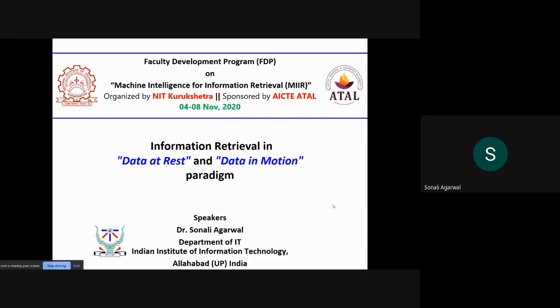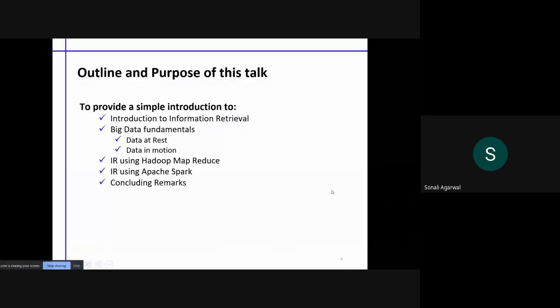I have organized this lecture in basically two sessions, and I'm going in this particular sequence. First, I will discuss a very brief idea about information retrieval, only the part useful for my talk, so I'm discussing some very basic terms. Then I'm starting with the big data fundamentals, and then I will discuss the two different scenarios where we are sailing nowadays. Big data is like an ocean, and we are sailing in two different ways: one is data at rest, and the second is data in motion.